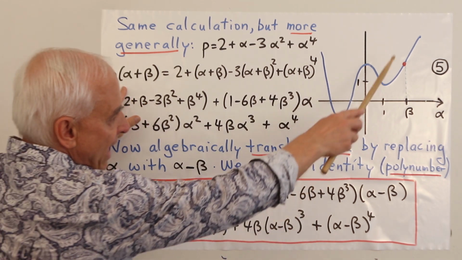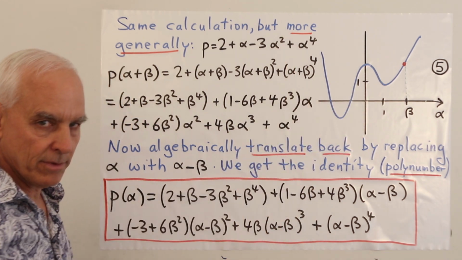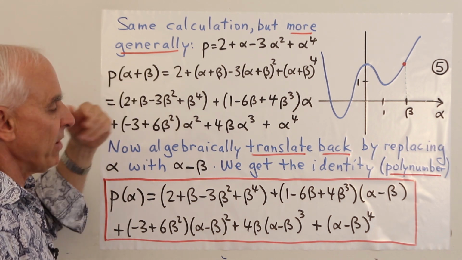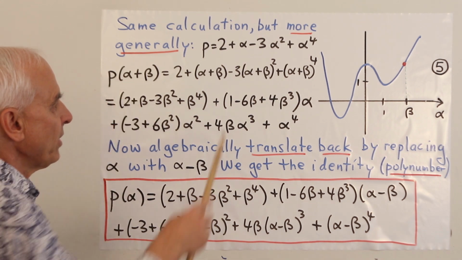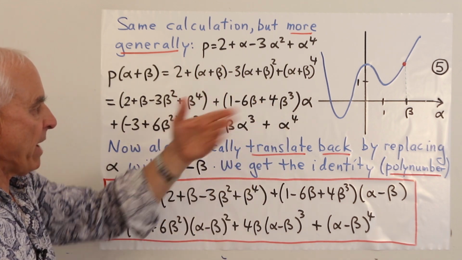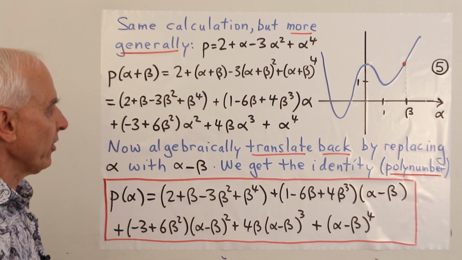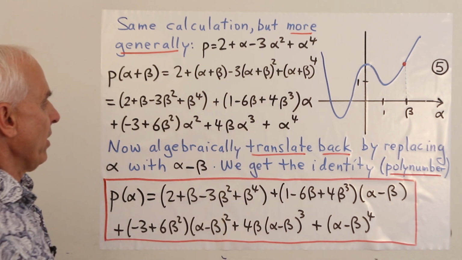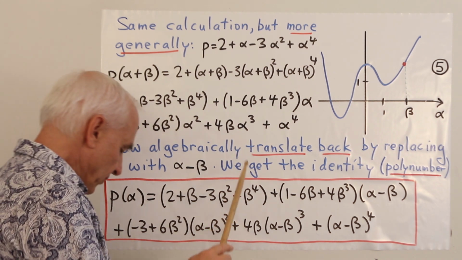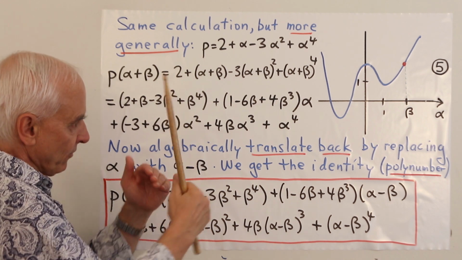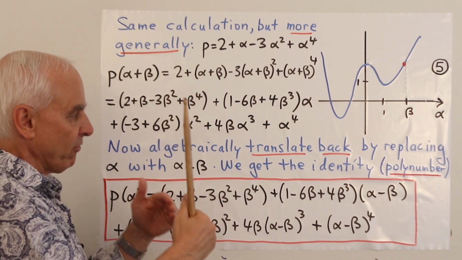First of all, we translated this function, right? Instead of p of alpha, we're considering p of alpha plus beta. So we just take this expression, replace the alphas with alpha plus beta. And then we have to expand it out. So again, binomial theorem, etc. It's a little bit more maybe abstract because now there's betas floating around. And I'm going to write the result as a polynumber in alpha. So I'm going to sort of record things at the level of alphas.